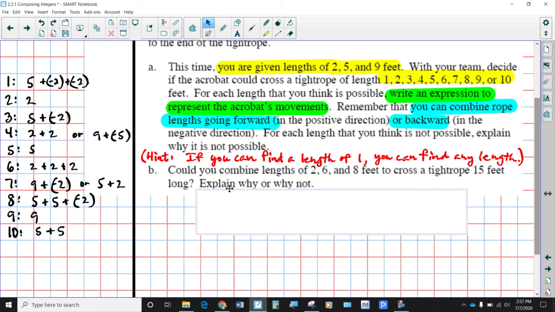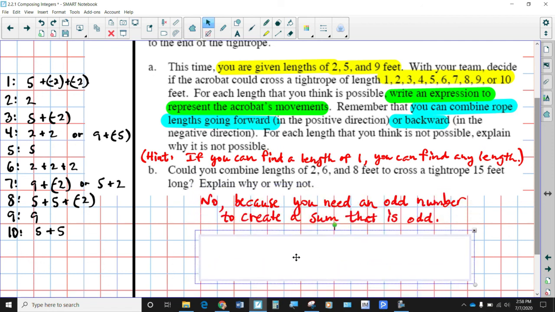All right, so here's the last one. Let's do some critical thinking here. Could you combine the lengths of 2, 6, and 8 to cross a tightrope that was 17 feet long? What do you think? Is that even possible? Why or why not? This is where it's fun to be in the classroom and get some feedback from different students and have them arguing with whether it's possible or not. But in this case, my answer is no.